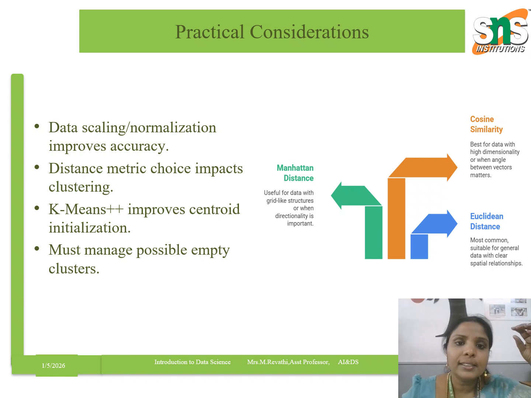The practical considerations of K-means: to get better results, data should be properly scaled or normalized. The choice of distance metric also affects performance. Using K-means++ helps in choosing better initial centroids. We should also be careful about empty clusters, which can occur during execution.